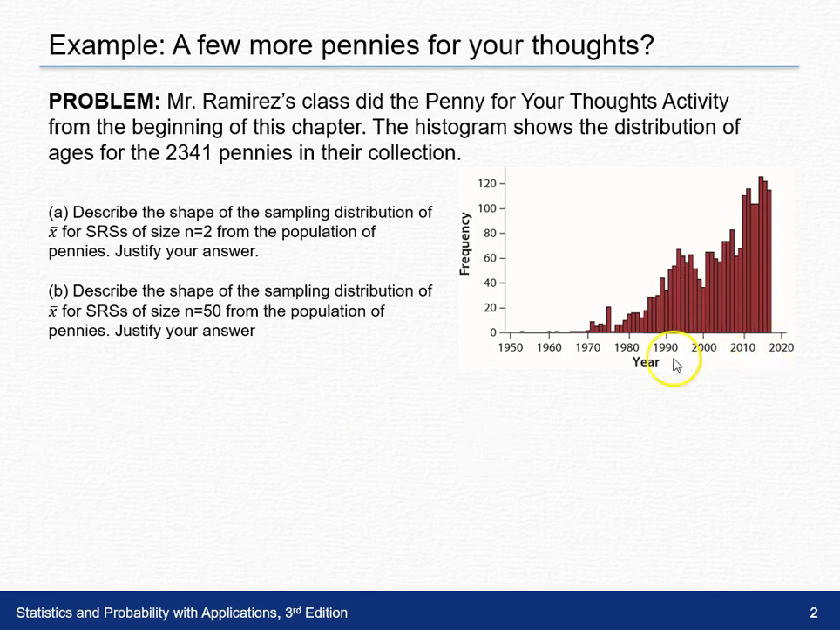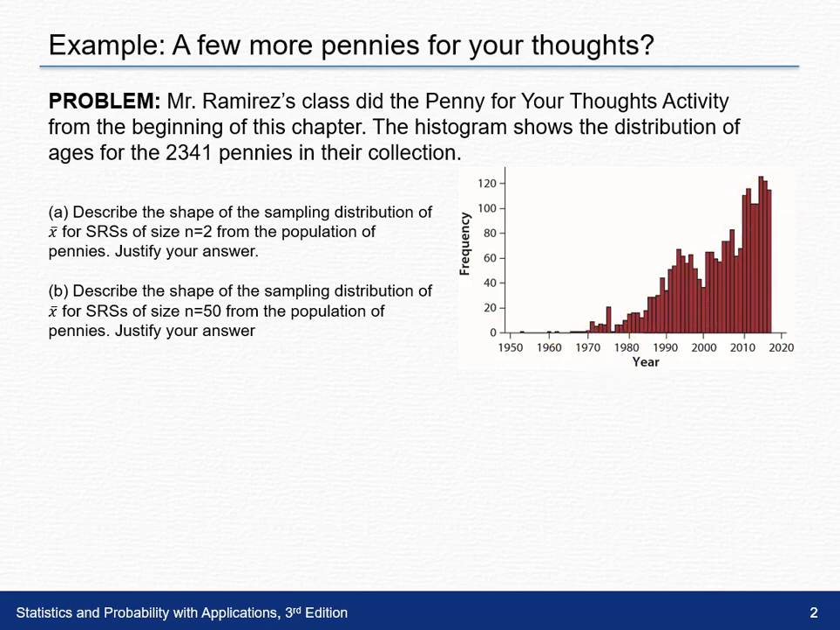So you can see that we have the year recorded. We go down as low as into the 1950s and as high as into present day. Both part A and B of this question are asking us to describe the shape of the sampling distribution of X bar, or the sample mean, for different sizes of simple random samples that will be taken. In order to determine the shape of the sampling distribution, we have to analyze the shape of the population.